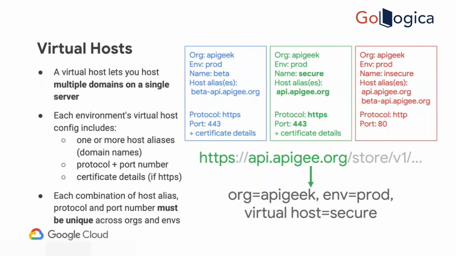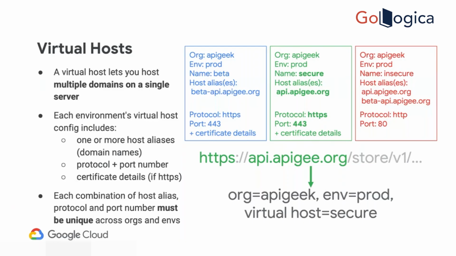And then for each combination, if our protocol is HTTPS, you have to provide certificates also in the virtual host. Normal HTTP, no one uses anymore. It is a very big no. For security reasons, we always use HTTPS. For that, we provide the host name, the protocol and the port number. The default port for HTTPS is 443. And then we provide the certificate information, because it is HTTPS.